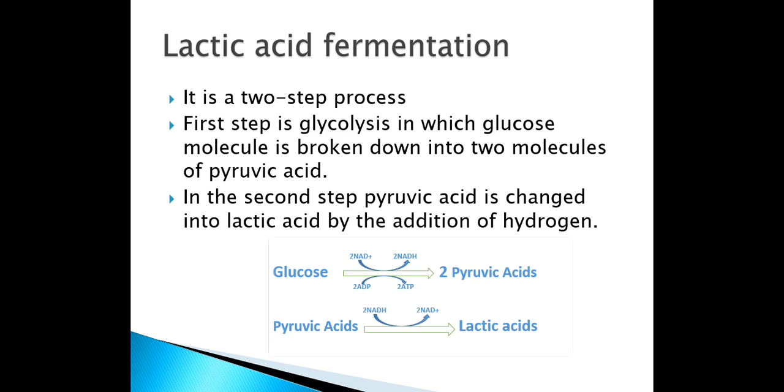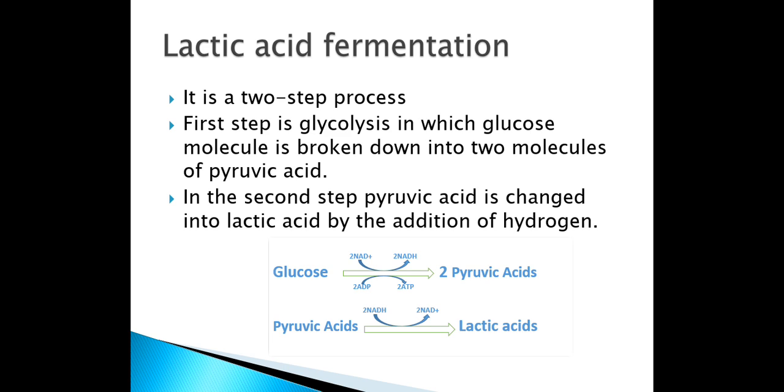Lactic acid fermentation is also a two-step process, and the first step is again similar to alcoholic fermentation, that is glycolysis. In this first step, the glucose molecule will be broken down and two molecules of pyruvic acid will be formed. While in the second step, pyruvic acid is changed into lactic acid by the addition of hydrogen. No carbon dioxide gas will be formed here, as pyruvic acid is a 3 carbon compound and lactic acid as well is a 3 carbon compound. So no carbon dioxide will be released here.